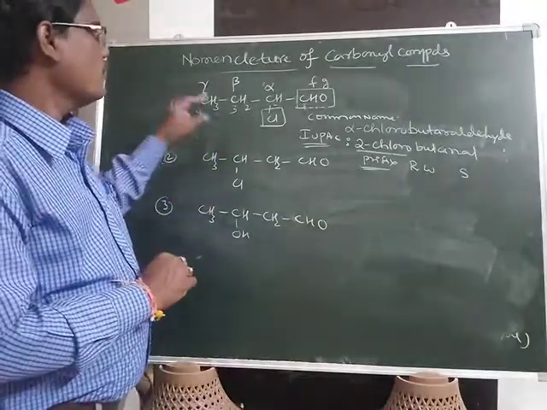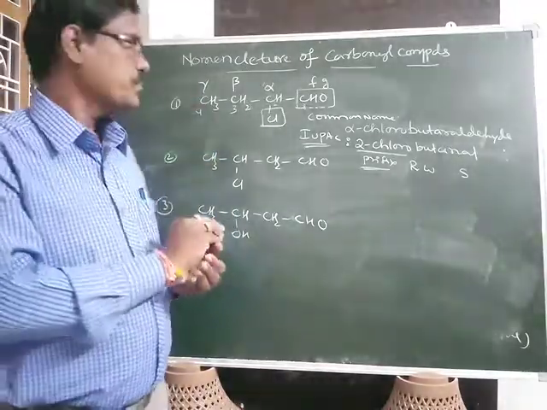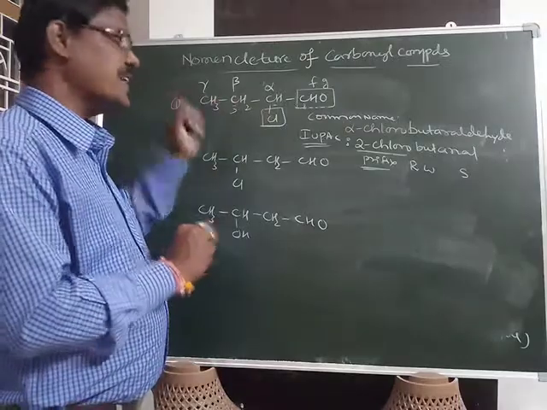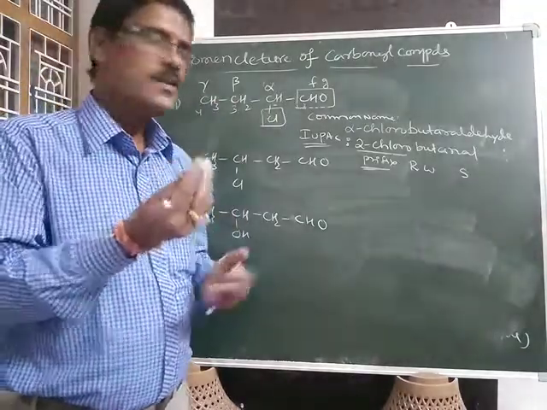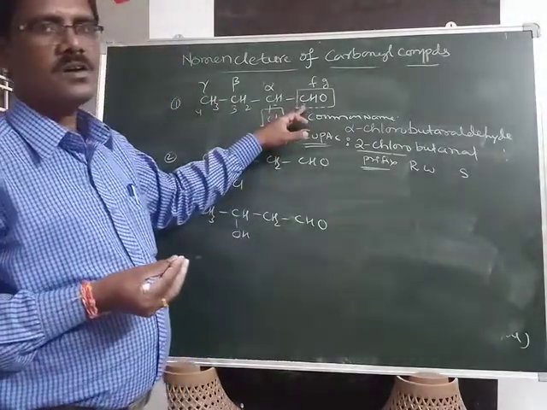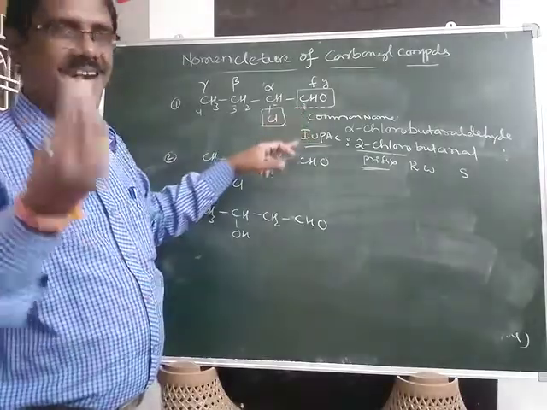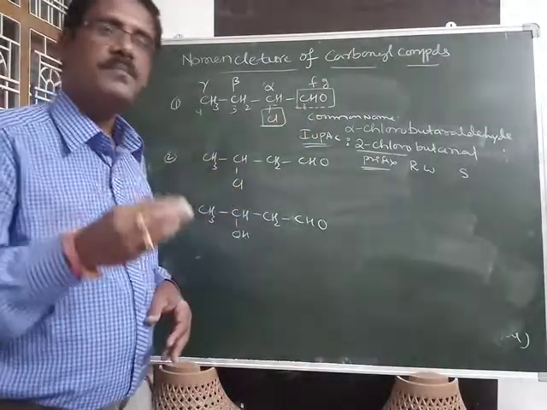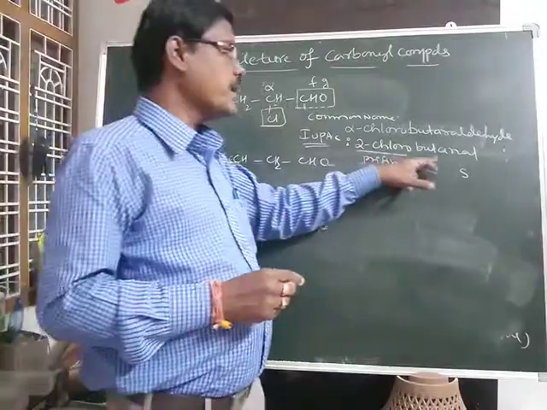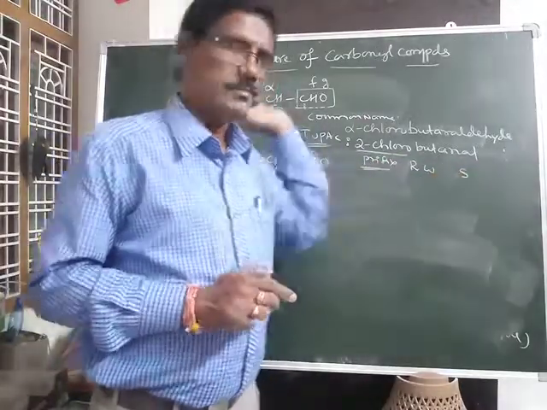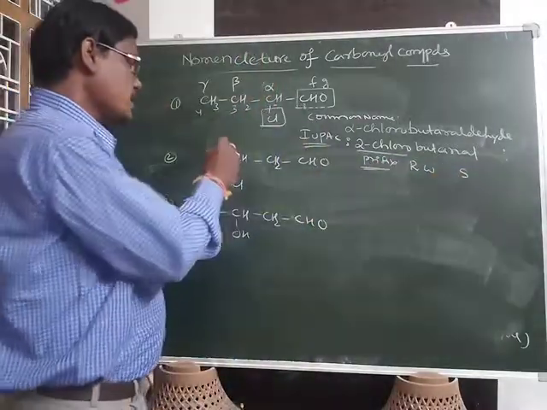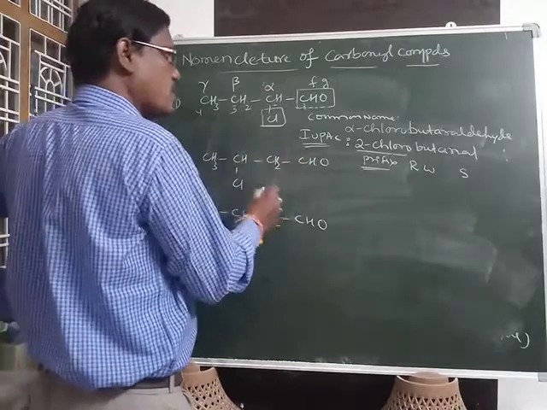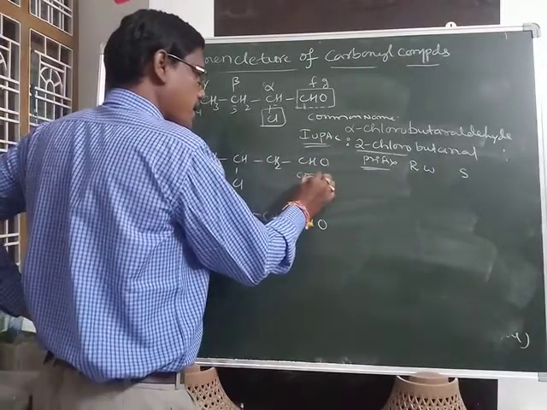After that, the root word: 4 carbons means but, and all carbon to carbon bonds are single, that's why ane, plus the functional group CHO means al. But plus ane plus al, the total will be given as butanal. And after this, one more example for the common name.